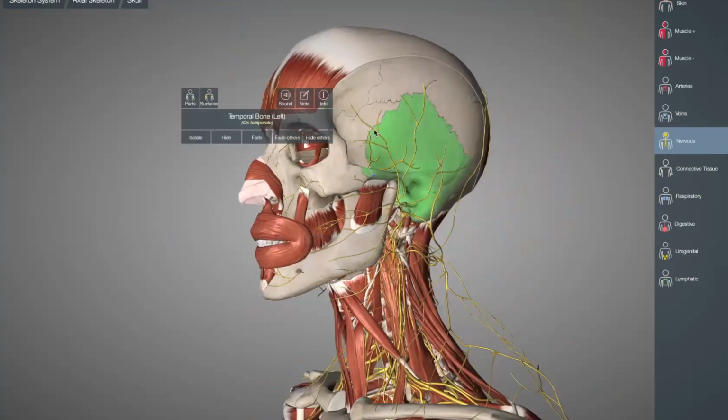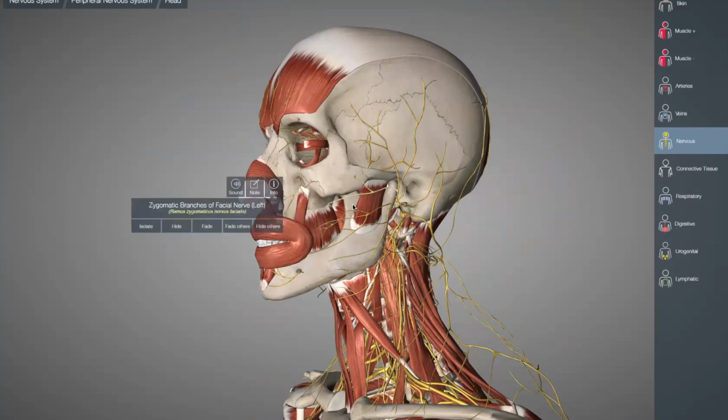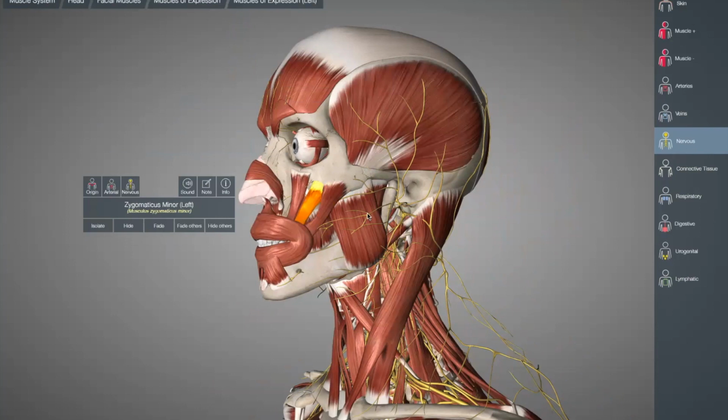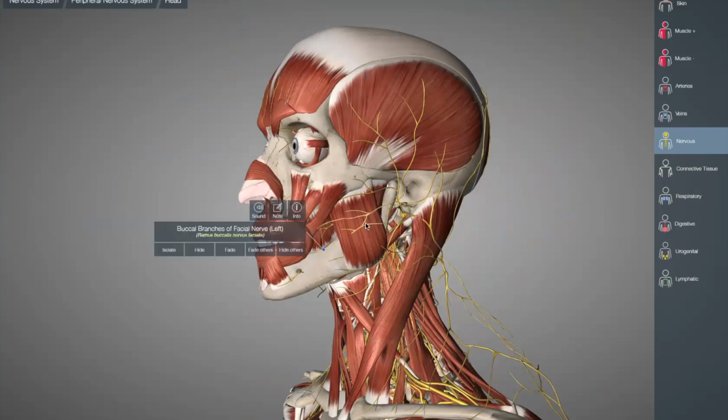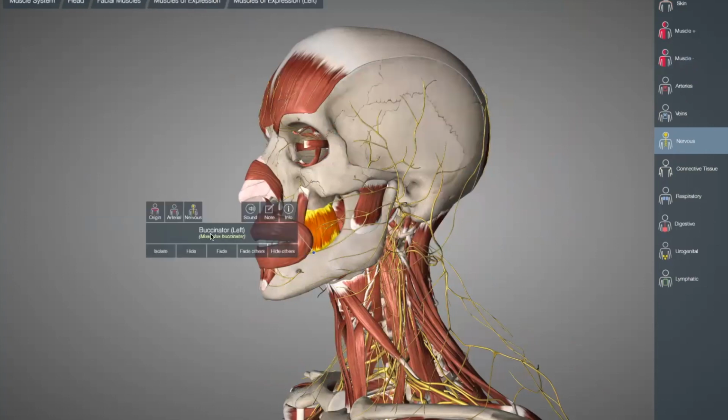As I said, the temporal branch innervates something such as the temporalis muscle, but it's not the only thing. Just an example. The zygomatic branch of the facial nerve innervates, let's say, the zygomatic major and the zygomatic minor, and some others. That's just an example. The buccal branch innervates the buccal muscle of the facial skeleton, here, the buccinator.